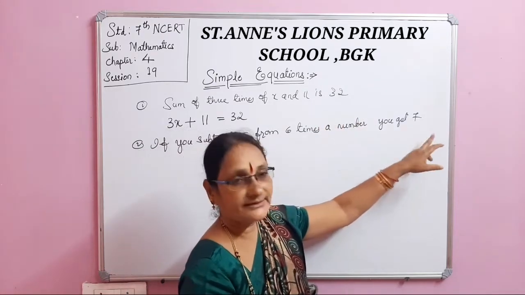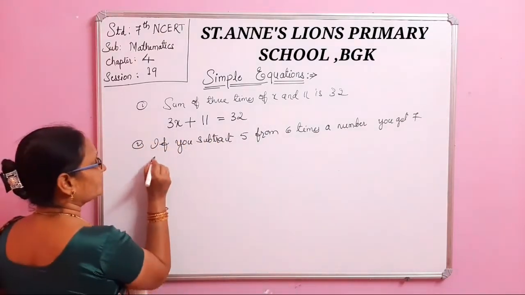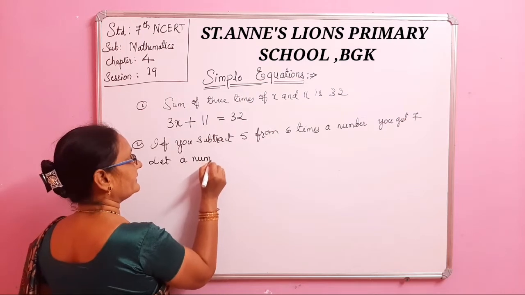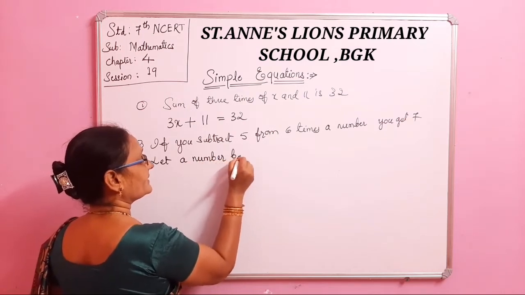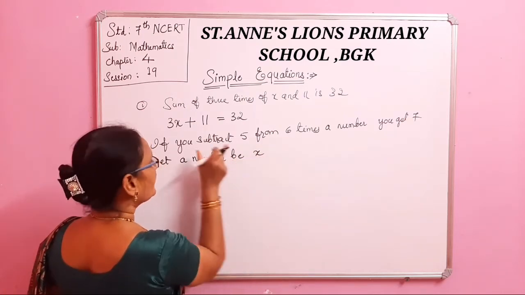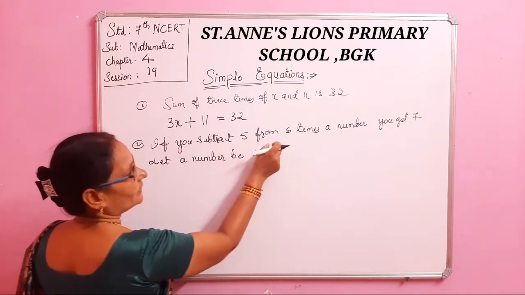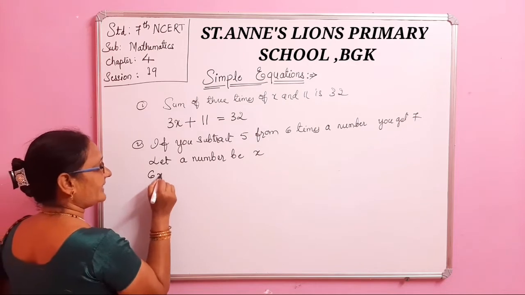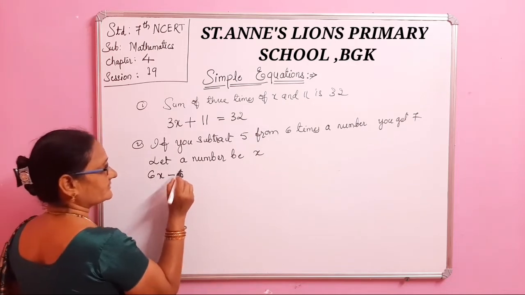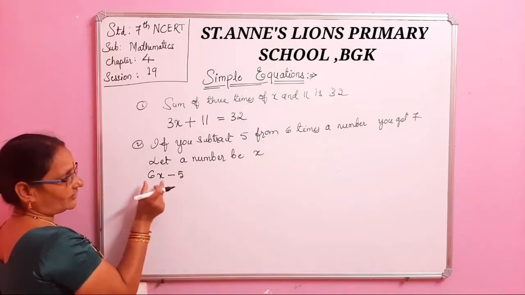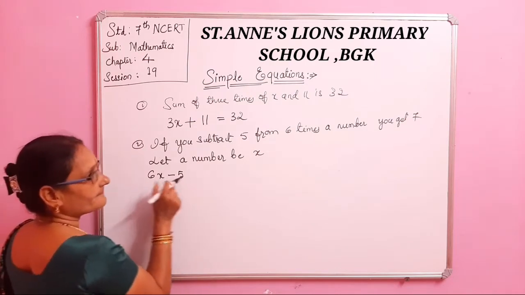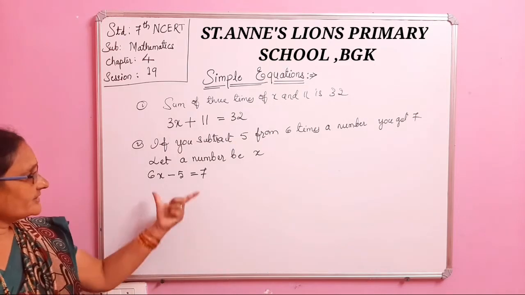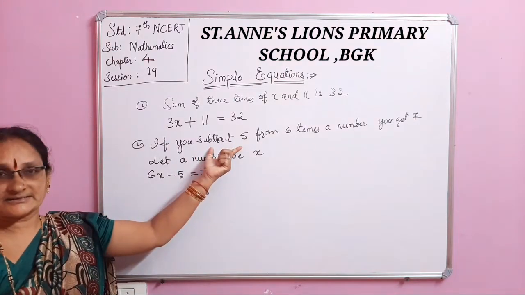Let a number be x or let a number be a. Then you get 7. First we will take, let a number be x. Then you subtract 5 from 6 times of a number. That means 6x minus 5. Subtract 5 from 6 times of a number, you get 7. This is the equation for this statement.